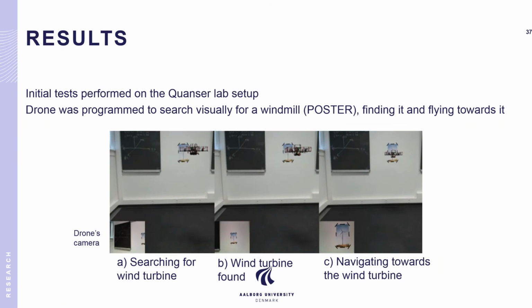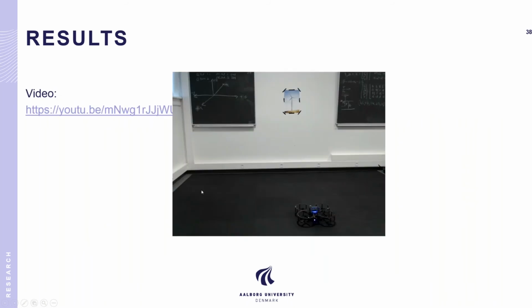So for the initial test performed on the Quanser lab setup, the drone was programmed to search visually for the wind turbine. In this case, it was just a poster. We didn't have better than that. To find it and fly towards it. We were actually able to do that, and I will show you a little video of that happening.